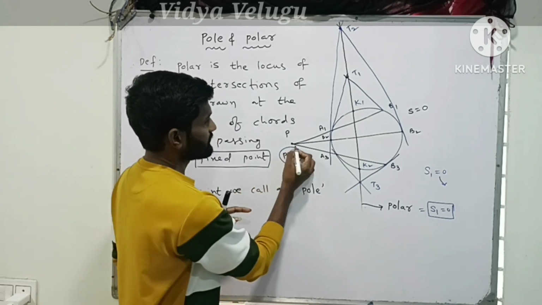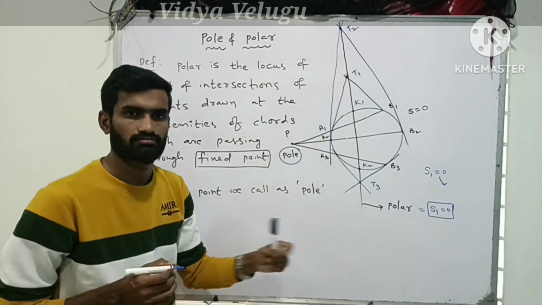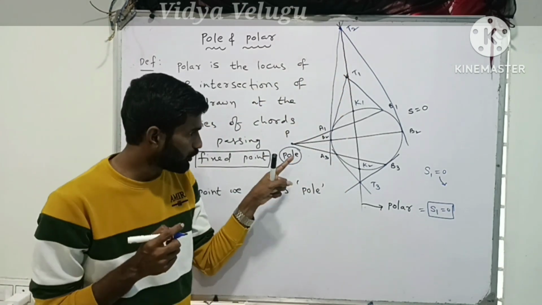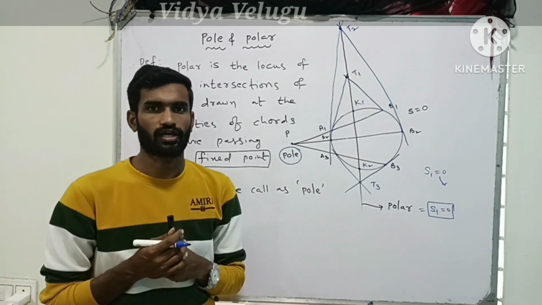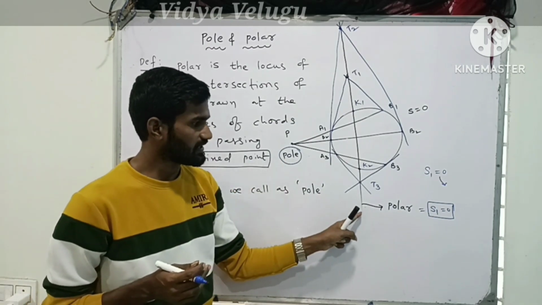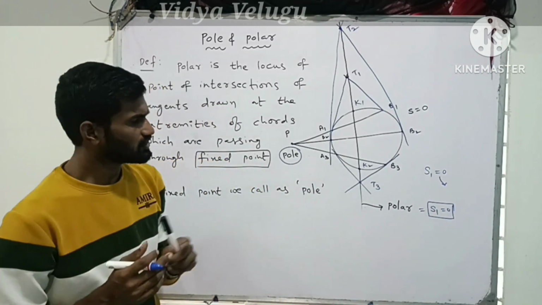One more point you can observe here. Pole is a point, it is not a line. But polar is a line. Are you getting my point? Pole is a point, but polar is a line. That is one more point you need to observe. Right? So this is case 1.